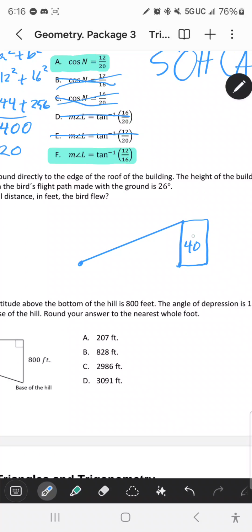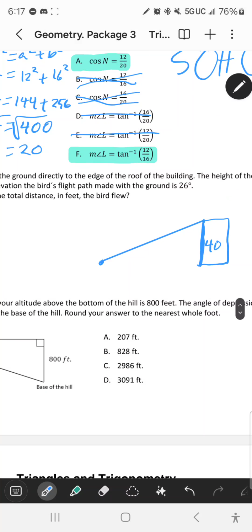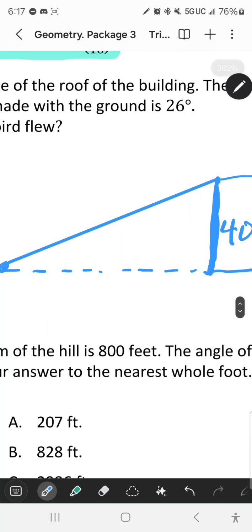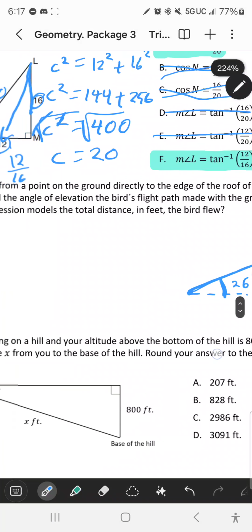So the height of the building, and the angle of elevation made by the bird's flight path with the ground is 26 degrees. So you know this is the ground because I drew this building over the ground, and the angle of elevation just means this angle right here, the angle the bird took to fly up. So this angle between the bird and the ground is the 26 degrees.